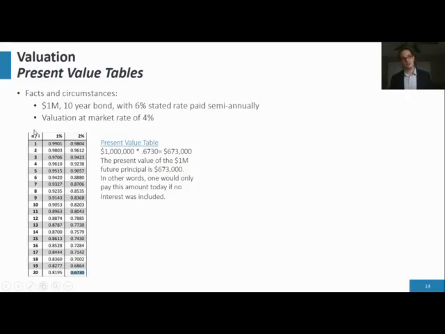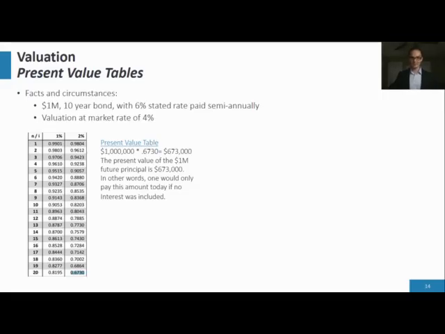The hardest thing here is knowing that we're using the market rate, not the stated rate, and making sure we multiply the periods and divide the percentages. Then we multiply that by the principal amount, which gives us $673,000. Logically, this means that the present value of the $1 million of future principal is worth $673,000 today. If we weren't getting interest, an investor would purchase just the future principal for $673,000 today.